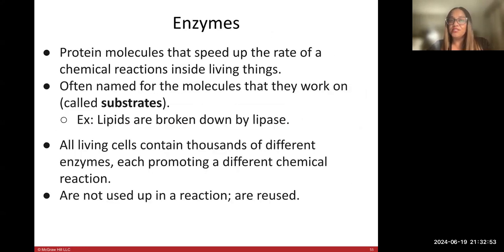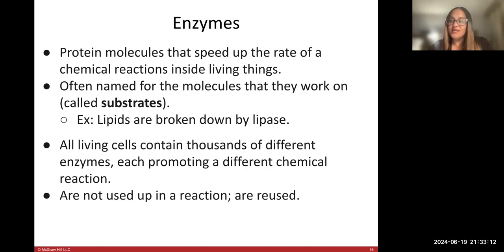Enzymes are protein molecules that speed up the rate of chemical reactions inside living things. They are often named for the molecules that they work on, called substrates. So lipids are broken down by lipase. Sucrose, the sugar, is broken down by sucrase, the enzyme. Enzymes normally end in ASE.